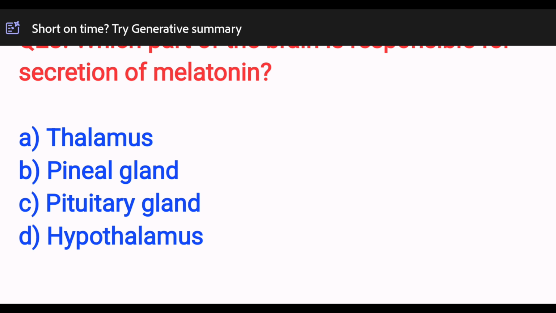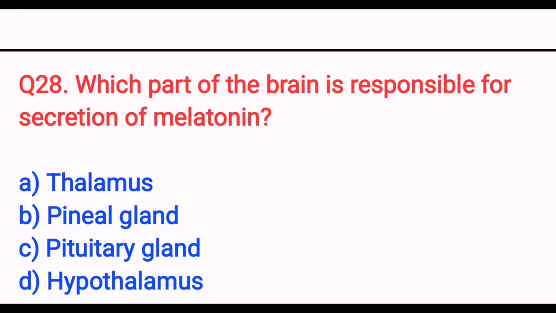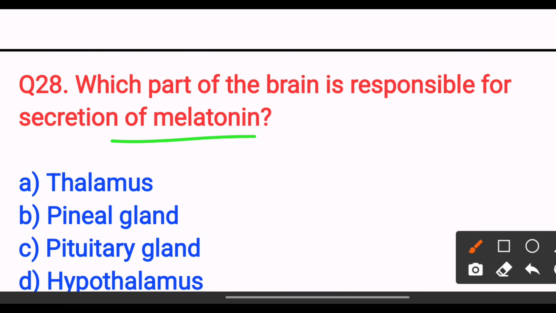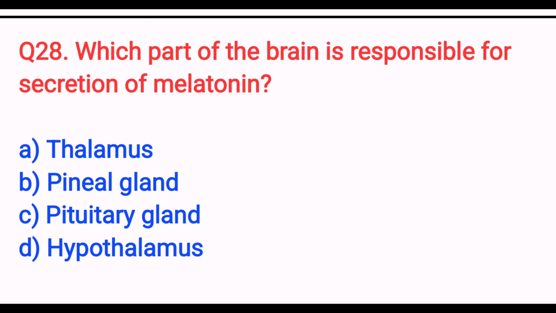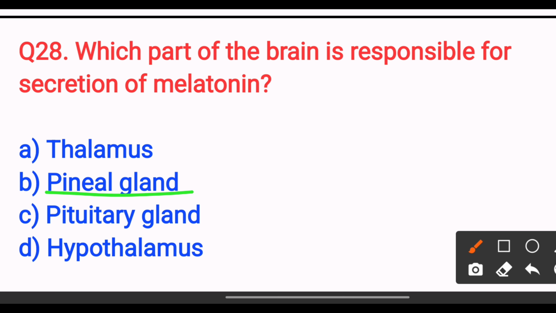Next, which part of the brain is responsible for secretion of melatonin? Option A, thalamus. Option B, pineal gland. Option C, pituitary gland. Option D, hypothalamus. The answer is option B, pineal gland. Pineal gland regulates the circadian rhythm through melatonin secretion. So the answer is option B.